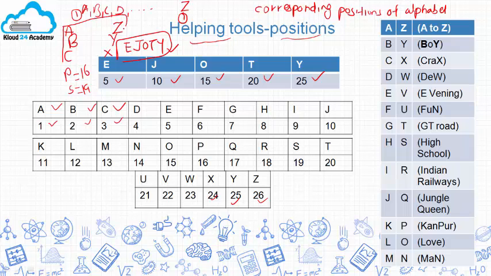So we have to remember this. How do we remember this? With the help of the table given here. For example, we need to remember the corresponding position with E. With E, there is the position of V. How do we remember this? With the shortcut EVENING. Similarly, for H and S, we need to remember HIGH SCHOOL, and so on. So I request you to pause this video and note down this table. It will be really helpful. So let's move to the questions now.